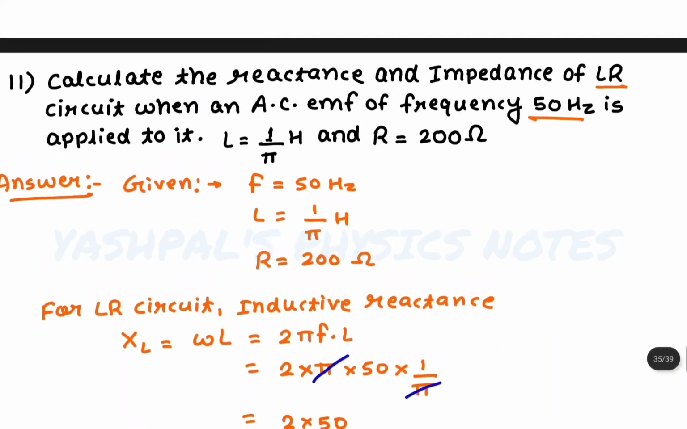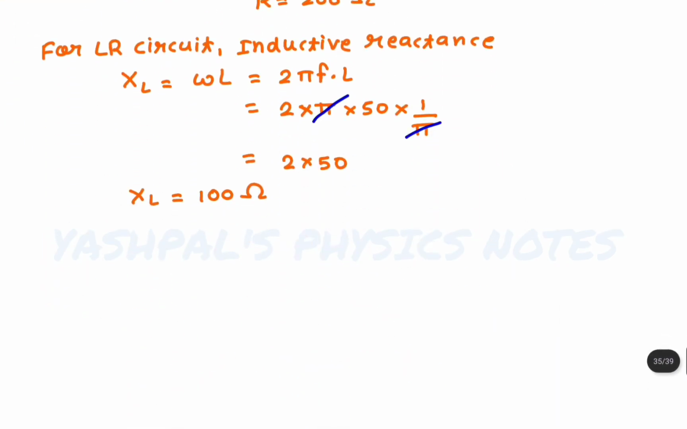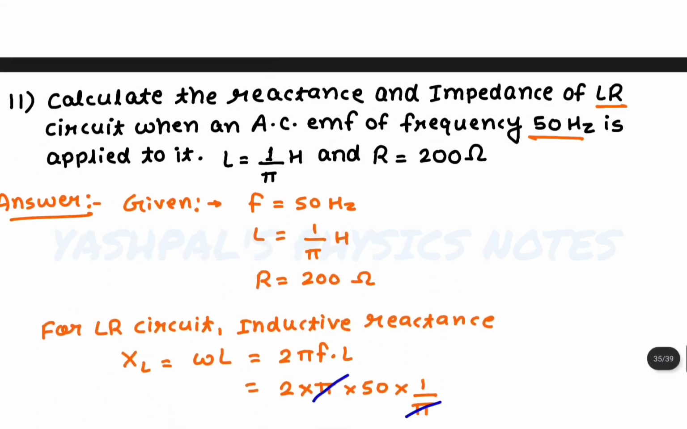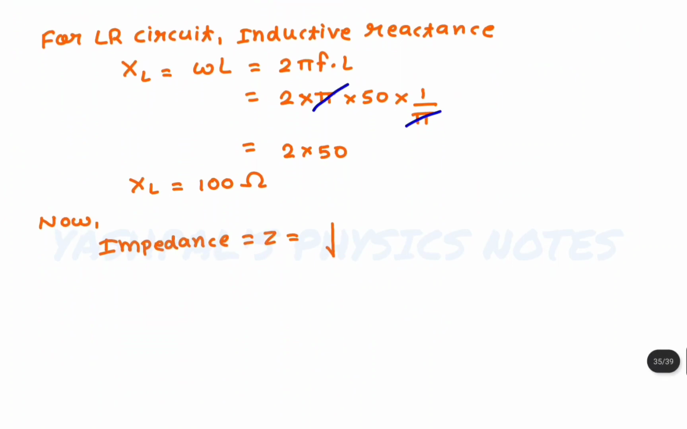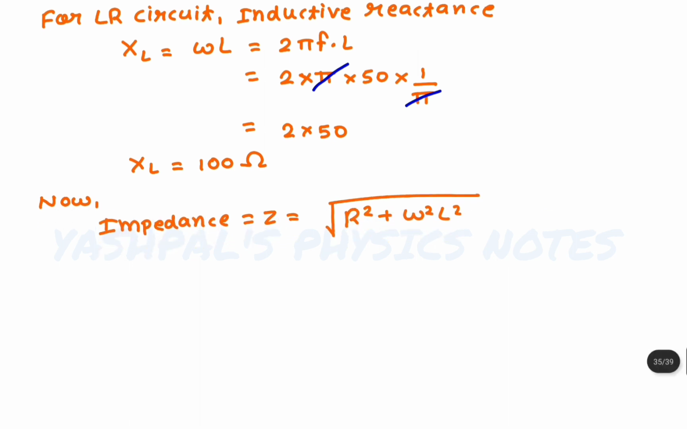Now we have also been asked to find the impedance. Impedance is denoted by capital Z. Now impedance is given by capital Z, and the formula of impedance for LR circuit. See, here I have highlighted that the given circuit is an LR circuit. It is clearly mentioned in our question. So the formula is Z equals under root R square plus omega square L square. So this is our formula for impedance in LR circuit.